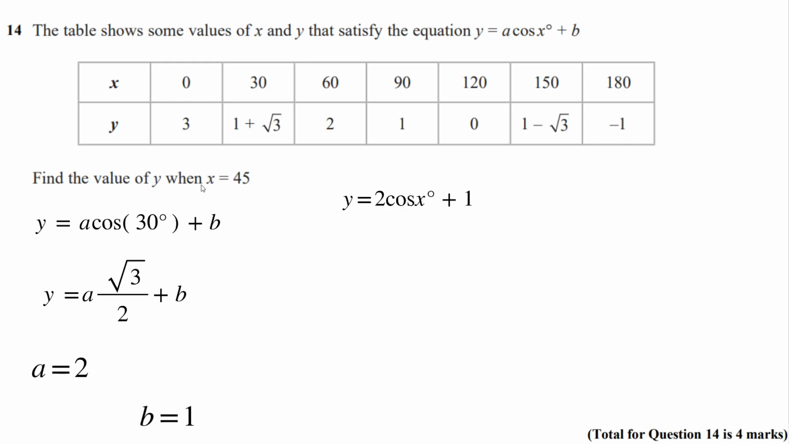And then find the value of y when x equals 45. So you should know cosine 45 is root 2 over 2. Just put that in. 2 multiplied by root 2 over 2. The 2's cancel, so it's root 2 plus 1.